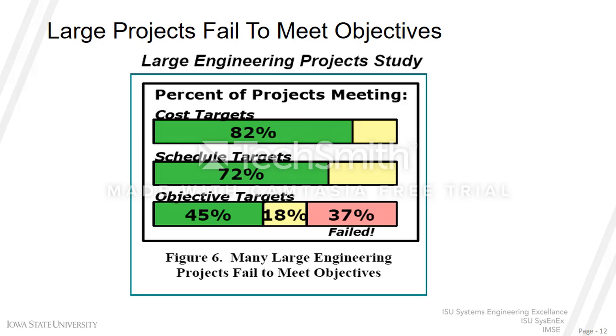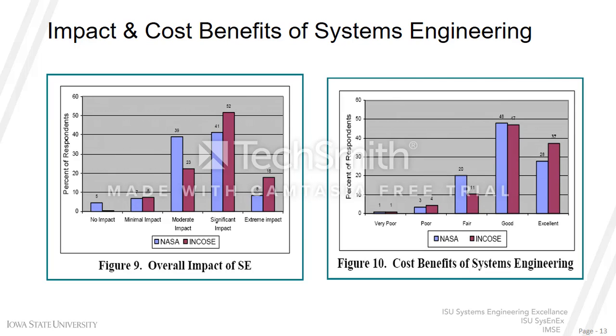Looking at large projects here, this shows the percentage of projects meeting cost targets, schedule targets, and objectives. This was based on an MIT study on large engineering projects, such as dams, power plants, roads, etc. They found that using systems engineering reduced cost, improved schedule, and made the project much more likely to hit targets. This slide shows a survey that was conducted by both NASA and INCOSE in trying to understand both the impact and the cost benefits of systems engineering.